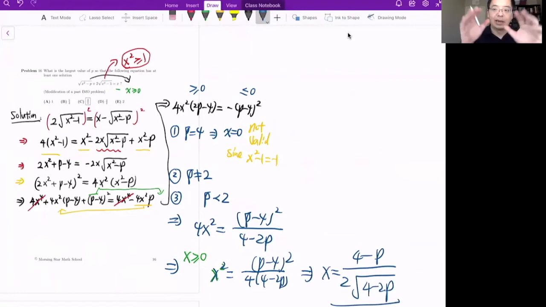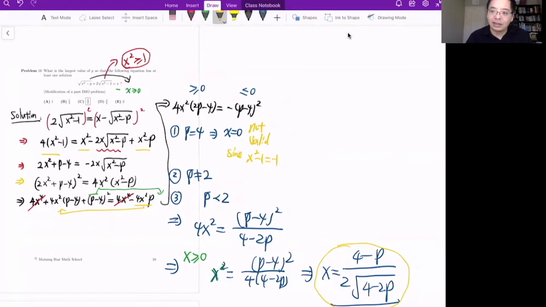Now my point is, after we take the square roots and analyze the positive or negative, then if it has a solution, the solution has to be expressed as (4 minus p) divided by 2 times the square root of 4 minus 2p. When you look at this, you may say, oh, this is solved because I get the explicit formula of the solution, and p just has to be less than 2.